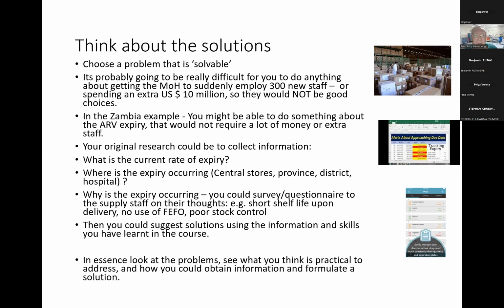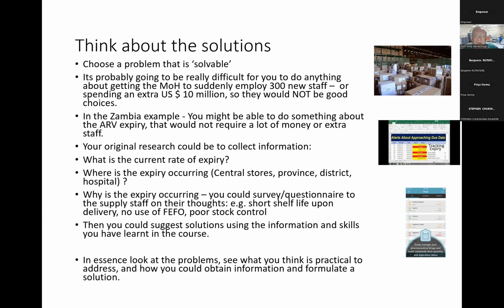So you're going to do some research around that. What's the current rate of expiry? How much are we getting expired now? Where are the goods expiring? Expiring at the central stores, or is it down at the hospitals? Why is the expiry occurring? And that's difficult, but you could try a questionnaire. You could ask staff who are working in the supply chain, why do you think we're getting all this expiry? And take their opinions. That's a piece of original research. It's relatively easy to do, a questionnaire with perhaps 10 or 15 questions. Go to 10 or 15 people, you've collected evidence, you can analyze it.